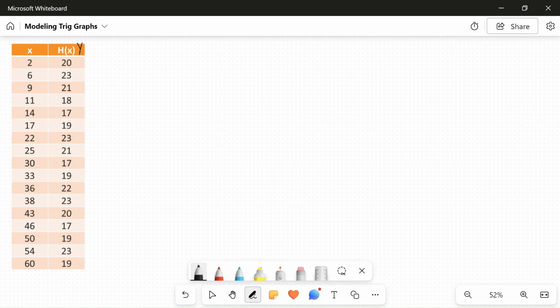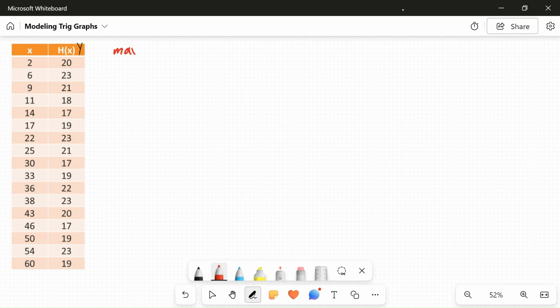And then we have (6, 23). So it went from 20 to 23, so it's going up. And then from that 23, it's going to go all the way down to 17. So the point (14, 17). And then it's going to go up to 23 at (22, 23). It's then going to go back down to 17, back up to 23, back down to 17, up to 23, and so forth.